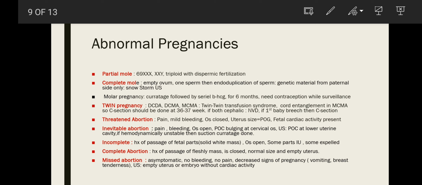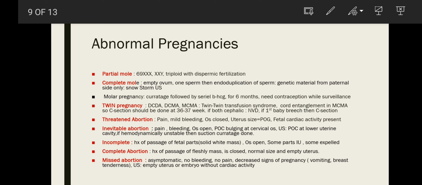Now let's discuss different types of abortion. What's the definition of abortion? Abortion is basically loss of pregnancy before 20 weeks of gestation. In threatened abortion, there is pain and mild bleeding, and on examination, os is closed, uterine size is equal to period of gestation, and fetal cardiac activity is present. We advise bed rest to the patient and give progesterone, but fetal cardiac activity is still present.